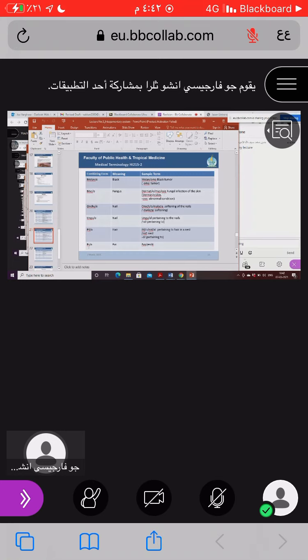The last word is also important, py. Py means pus. So pyogenic means pus generating. Pyogenic wound means pus generating wound.